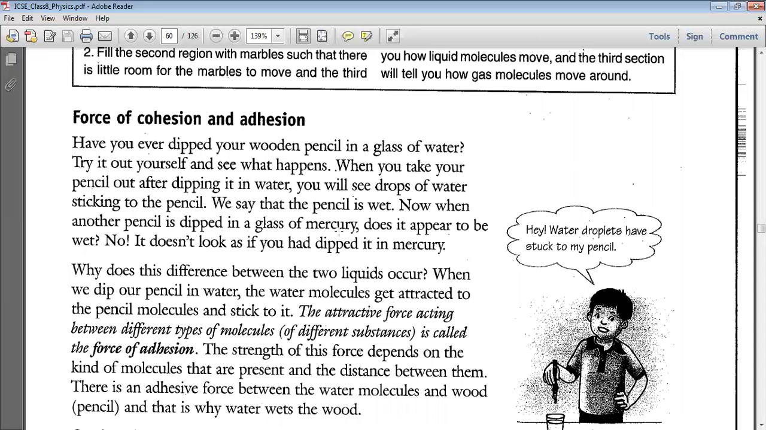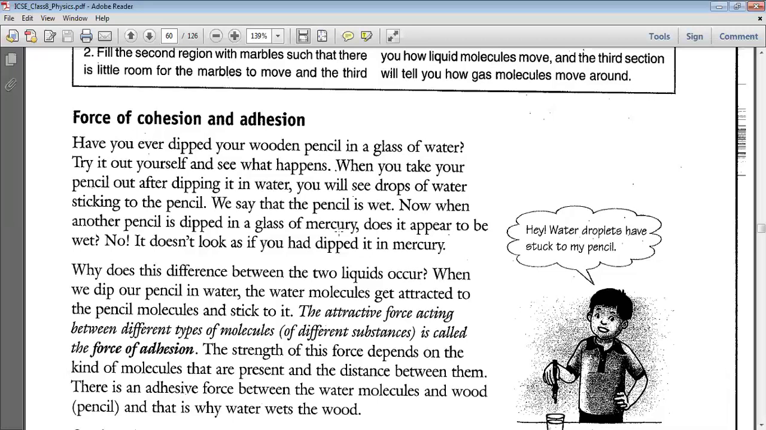Once more I'm telling, you take a pencil, you dip it in a glass of water, you take out the pencil, you will see it is wet. Okay, because water molecules stick to the surface of the pencil. On the other hand, if you take a pencil and dip it in mercury, you understand, mercury, and then you take out the pencil, you will not find a single drop of mercury on the surface of the pencil. Why is it so? Simply because water molecules get easily attached to the molecules of the wood.